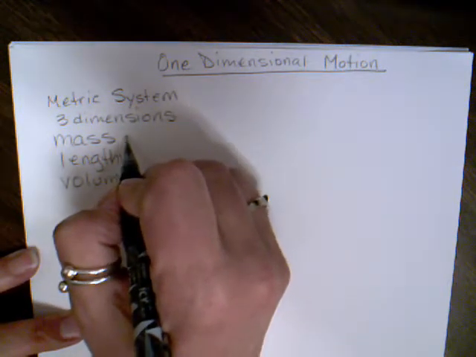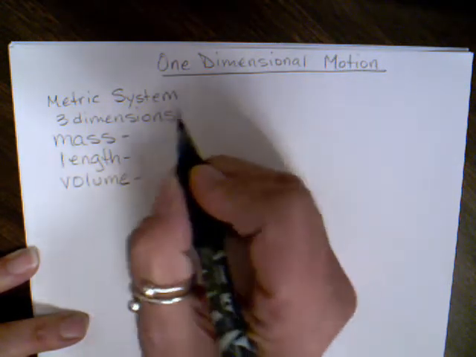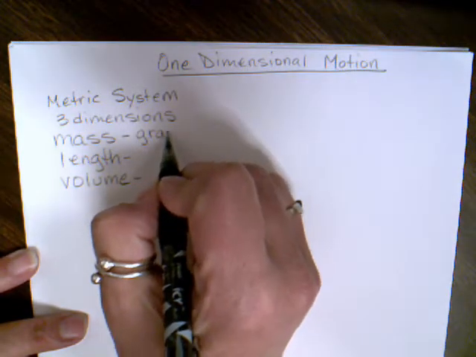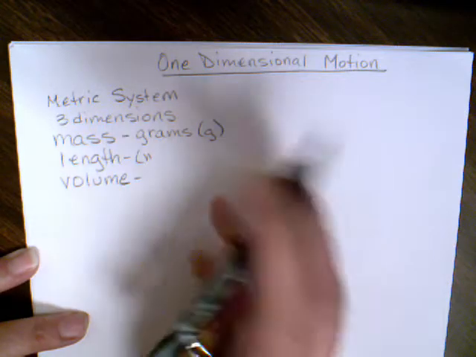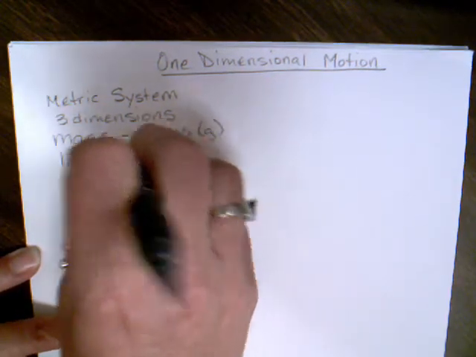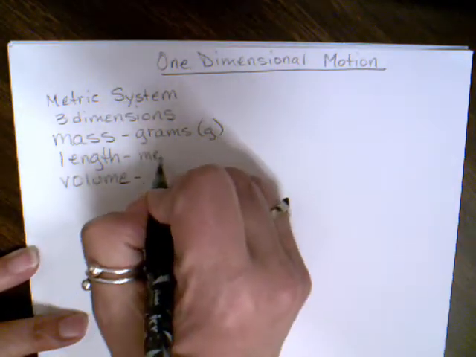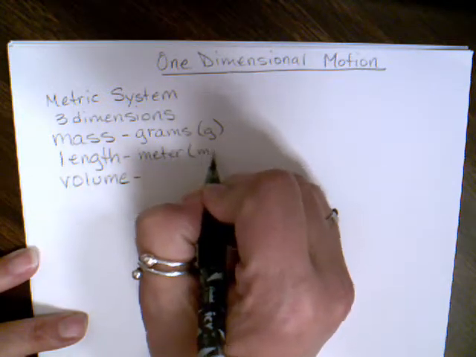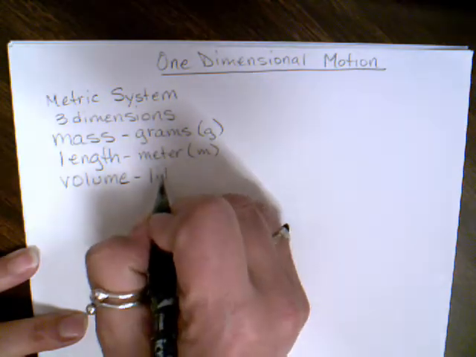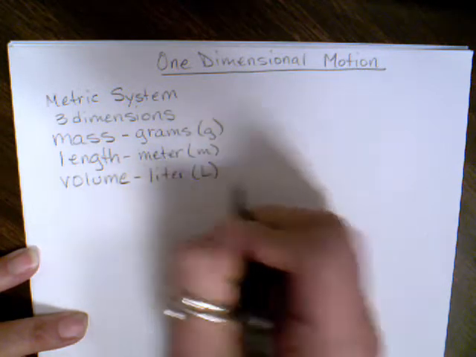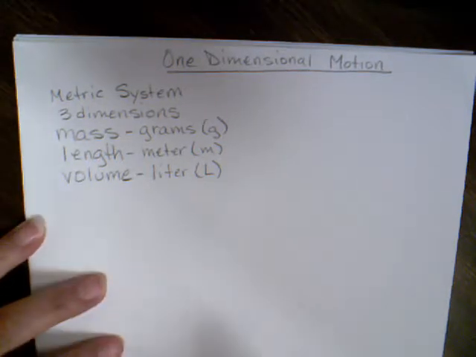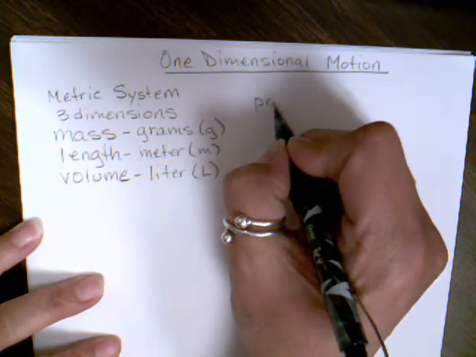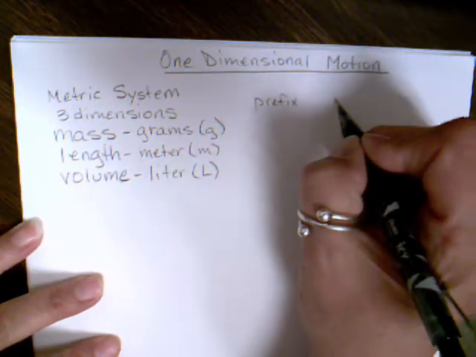Of those 3 dimensions, we have what's called base units. The mass base unit is the gram. Length is the meter. Sorry about that. Volume is the liter. And then we use prefixes to move between the metric system. There are 6 that I'm going to want you to memorize.